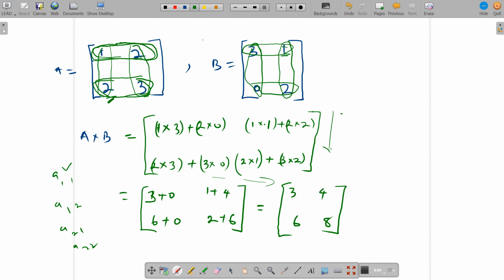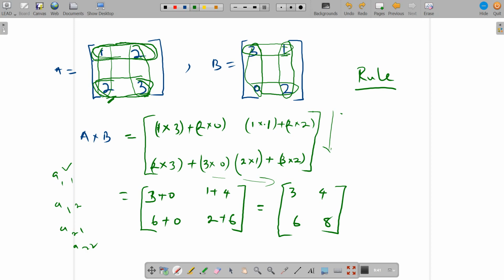Now let's go to another one. Now take a look at it. There's a multiplication rule, and the rule is very simple. When can you multiply two matrices? If you are multiplying A by B, so we can say A and, okay, sorry, let me do it this way.